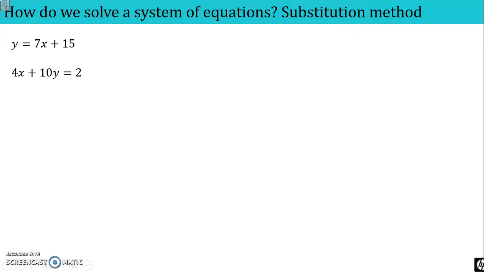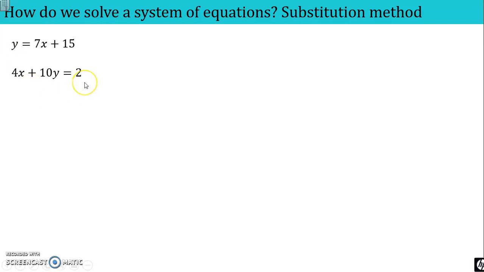So if and only if one variable is already isolated, so already all by itself on one side of the equation, I use the substitution method in this scenario, right? If a variable is already isolated. And for everything else, I use elimination. So once more, I would only use the substitution method if you already have one variable isolated.